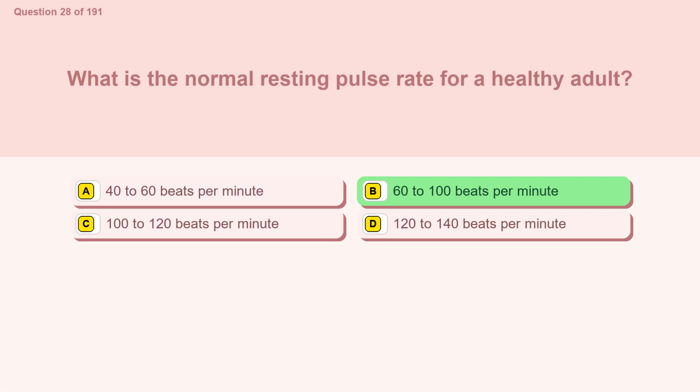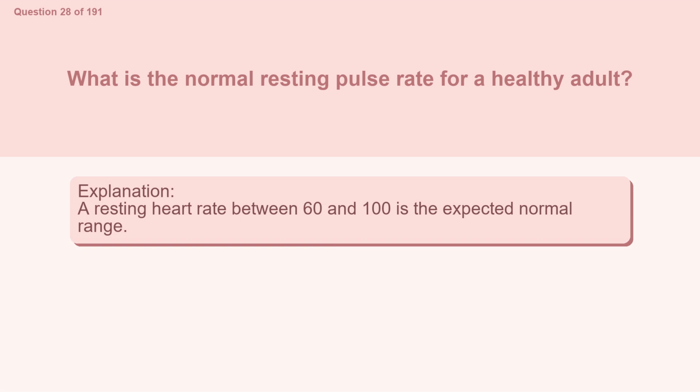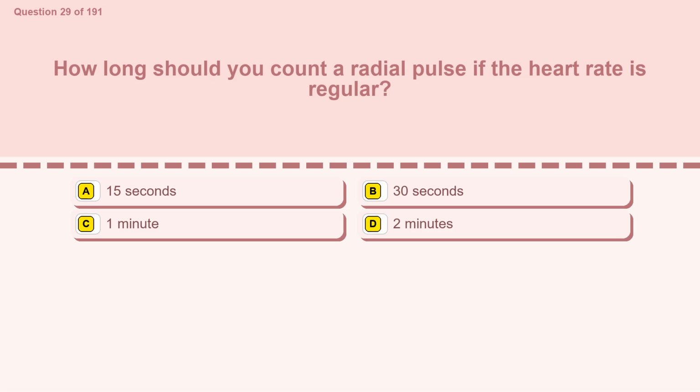The correct answer is option B, 60 to 100 beats per minute. A resting heart rate between 60 and 100 is the expected normal range. Question 29. How long should you count a radial pulse if the heart rate is regular? Option A, 15 seconds. Option B, 30 seconds. Option C, 1 minute. Option D, 2 minutes.